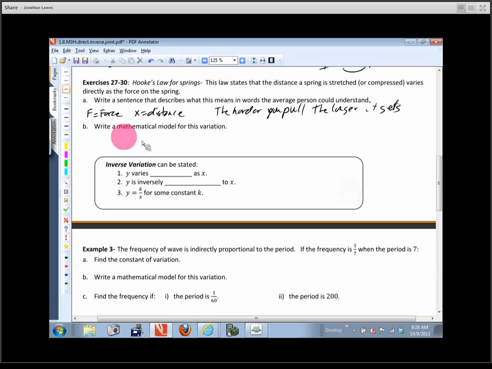Then it says, write a mathematical model for this variation. So if I've declared F to be the force and x to be the distance, and these vary directly, F equals Kx. There's your mathematical model. Now, what would you need to find K? What would we have to have in order to figure out what K is? And is K the same for every single spring? Let's tackle those in the opposite order. Is K exactly the same for every single spring?